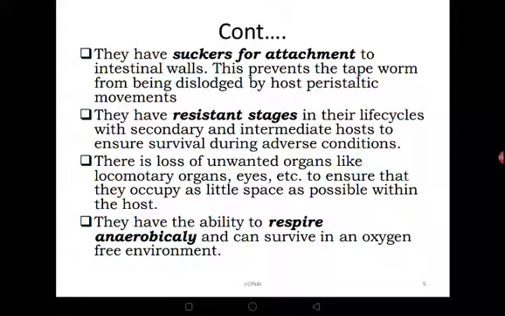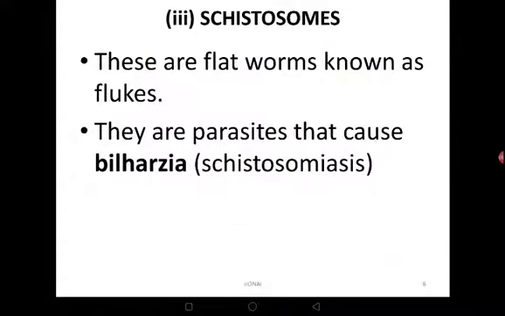And then they also have abilities to respire anaerobically, given the fact that their habitat, where they stay, does not have enough oxygen. So therefore they have evolved adaptation to be able to carry out respiration without the use of oxygen. So isn't that interesting? Yeah, that's interesting. That's a strong point for them to survive. So you can be asked how these organisms are adapted to live in their hosts. So those are some of the what? Adaptations. Great.